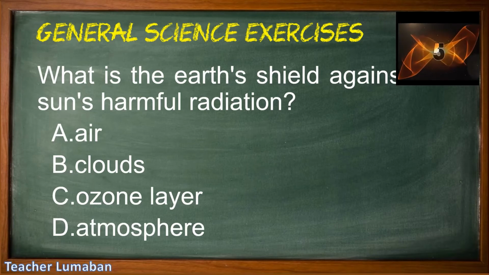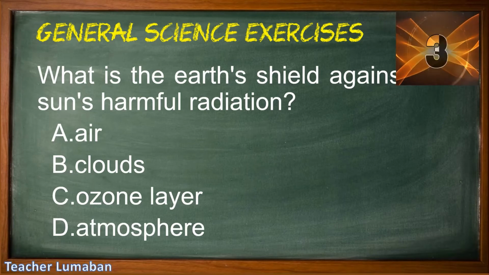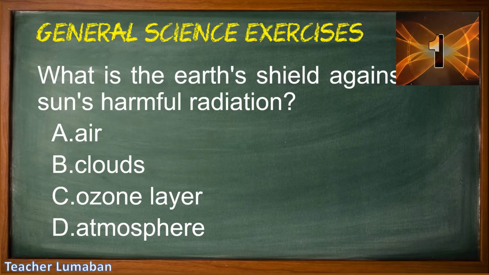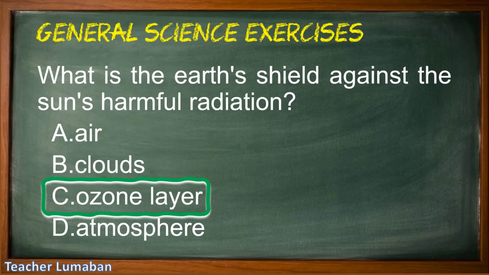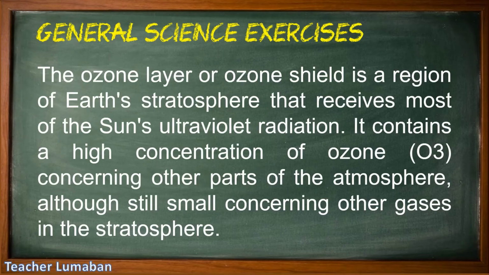5, 4, 3, 2, 1. The correct answer is letter C, ozone layer. The ozone layer or ozone shield is a region of Earth's stratosphere that absorbs most of the Sun's ultraviolet radiation. It contains a high concentration of ozone, O3, relative to other parts of the atmosphere, although still small relative to other gases in the stratosphere.